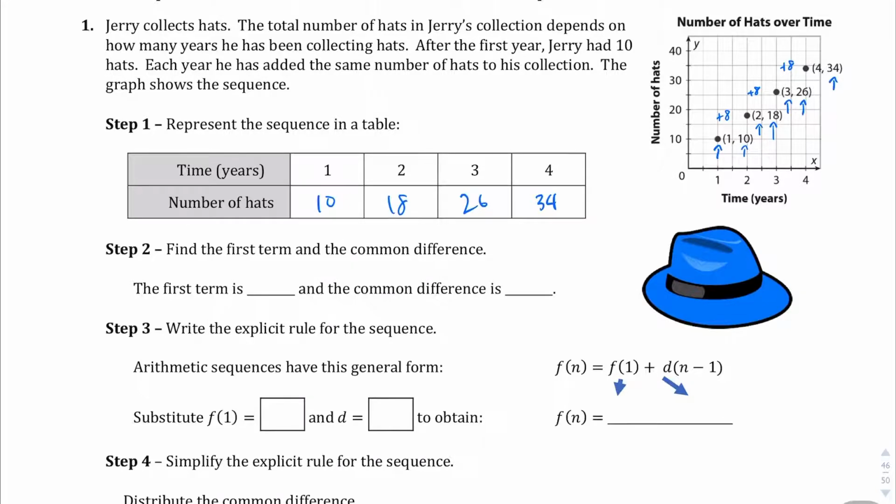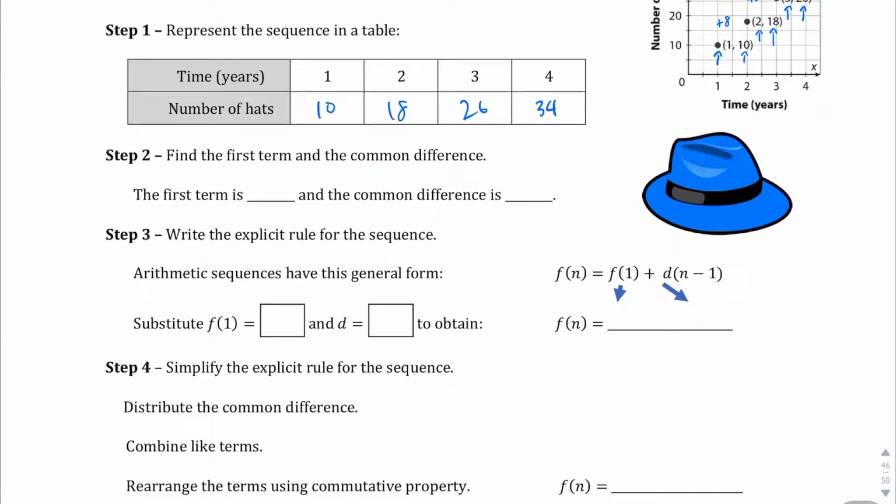So let's go ahead and find the first term and the common difference. First term, we can find that right here, which is 10. The common difference each time is going to be plus 8, or positive 8 in this case. And then let's go ahead and write the explicit rule. And again, where we do that is we take this general format of a formula and plug in what we just wrote out in step 2. So f of 1, or the first term, is going to be 10. And then the common difference, or the variable d, is going to be 8. So we're going to plug it in the right place, and we're going to get 10 plus 8 times n minus 1.